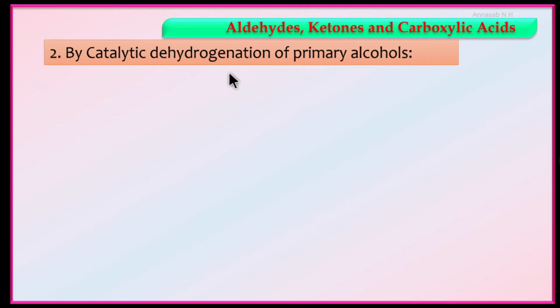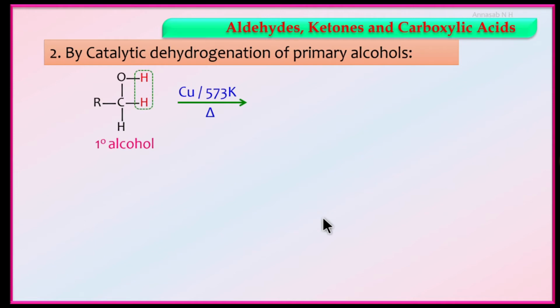Moving further, the second method of preparation of aldehyde is by catalytic dehydrogenation of primary alcohols. Dehydrogenation means removal of H2 gas, that is in presence of a metal catalyst. RCH2OH, again a primary alcohol, is treated with copper at 573 Kelvin. So copper is a metal catalyst which is going to remove two hydrogen atoms from primary alcohol, leads to the formation of RC double bond OH. It is removal of hydrogen gas, hence it is catalytic dehydrogenation.